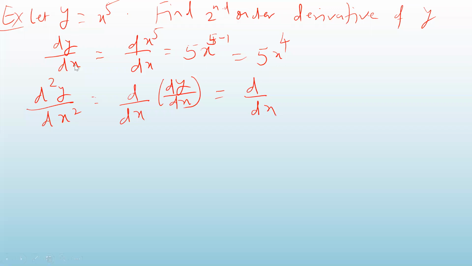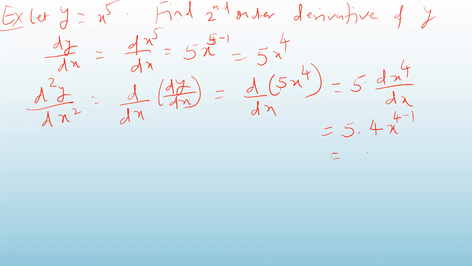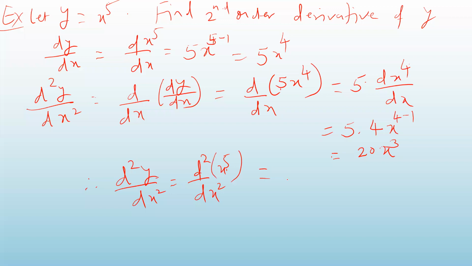What is the first order derivative? You got 5x raised to 4. How will you find the derivative of this? This 5 is a constant. So you will take that out. And the derivative of x to the power 4. What is the derivative of x to the power 4? It is 4 into x raised to 4 minus 1. So 5 into 4, that is 20. 20x raised to 3. That means what we have got? The second order derivative of y, where y is x raised to 5, is coming as 20x raised to 3. So this is the answer.